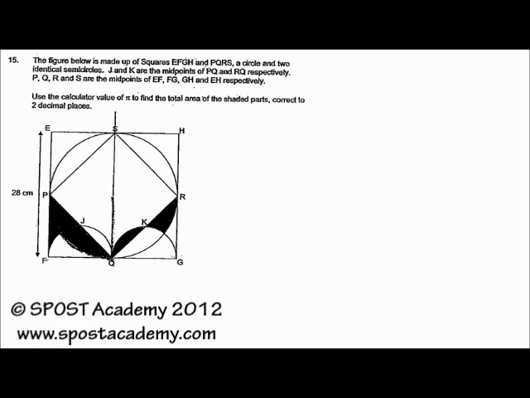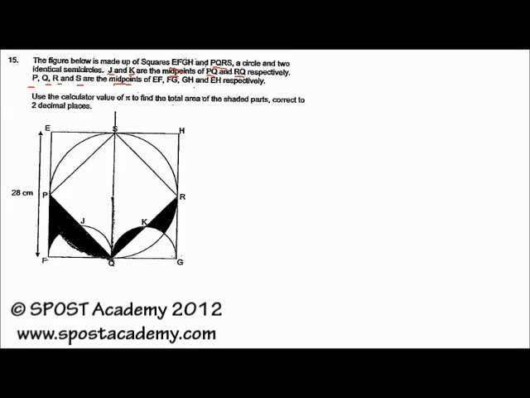So we know that there are two squares, which are EFGH and PQRS, a circle, which is here, and two semicircles, which are here. J and K are midpoints of PQ and RQ. So this is the midpoint, while P, Q, R and S are the midpoints of EF, FG, GH, and EH respectively.